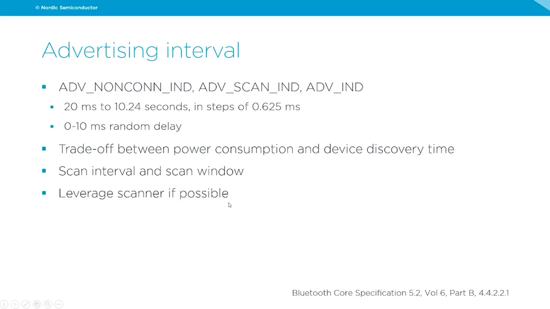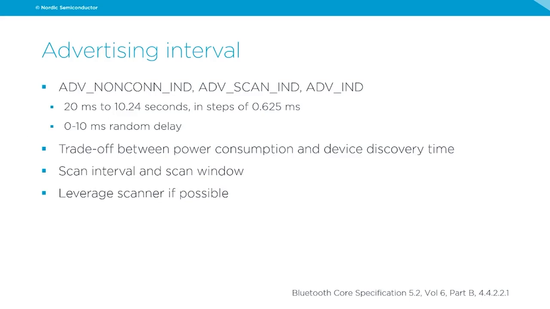Next, we talk about advertising interval. I was showing you the example of doing 20 millisecond advertising. So when you do non-connectable or connectable, scannable, you can choose the advertising interval from 20 milliseconds up to 10.24 seconds in steps of 0.625 milliseconds. And then I mentioned we have a random delay added on each advertising event.